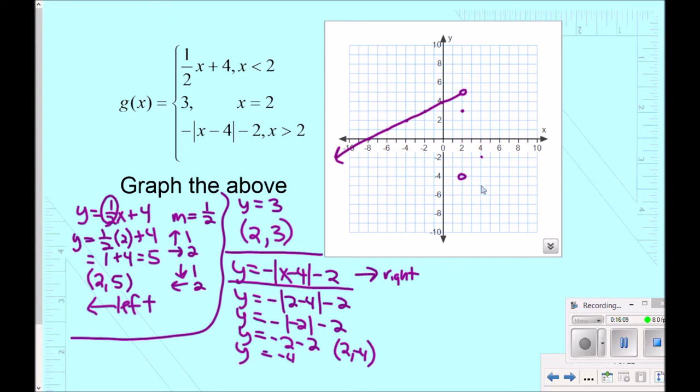Now that I have the vertex and the other point, I'm going to go ahead and connect them.